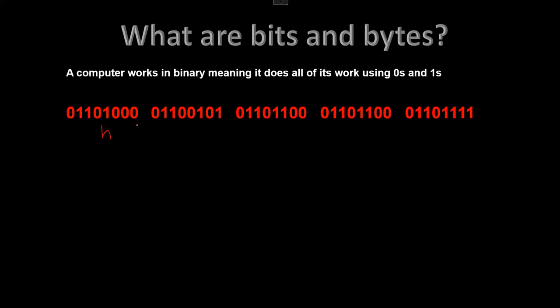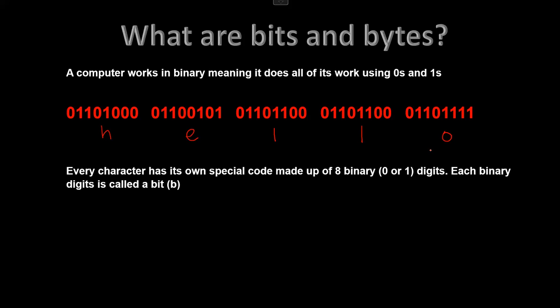This is the letter H, this is the letter E, L, and O. Every character, so that means every letter of the alphabet, and then things like commas, question marks, asterisks, numbers, they all have their own special code that's made up of 8 binary digits. Each binary digit is called a bit. So as you can see here, the letter H is 01101000. It's got 8 binary digits in it, and each one of these binary digits is called a bit.